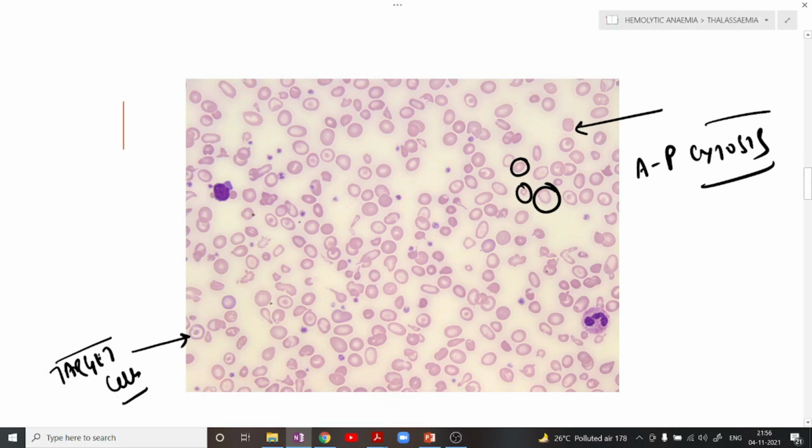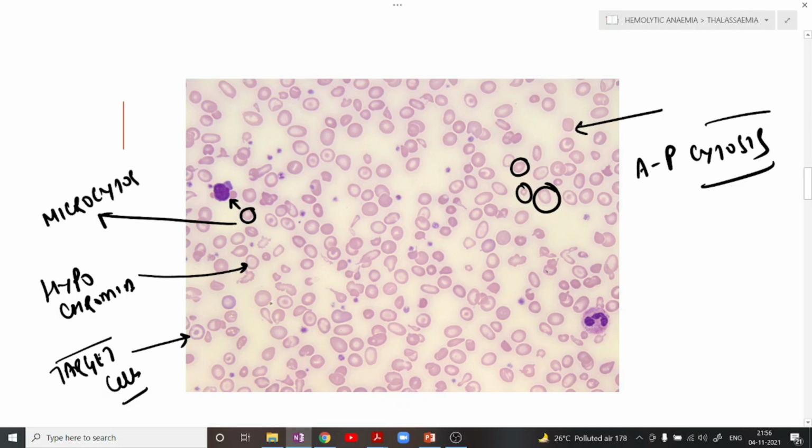Also, if you see over here, there is hypochromia. And if you compare the size of the red cell with the size of a small lymphocyte, we can say that there is microcytosis as well. Yes or no?